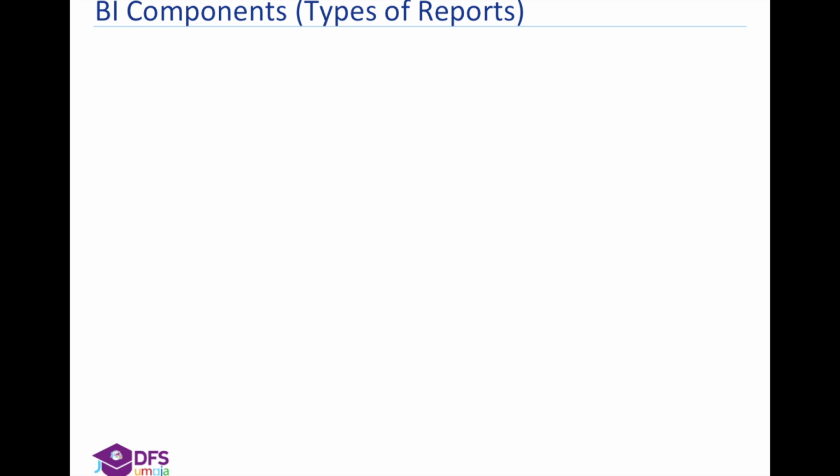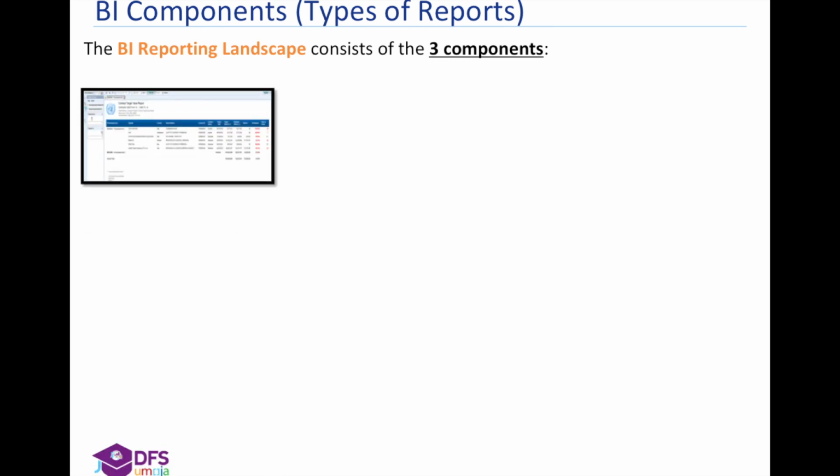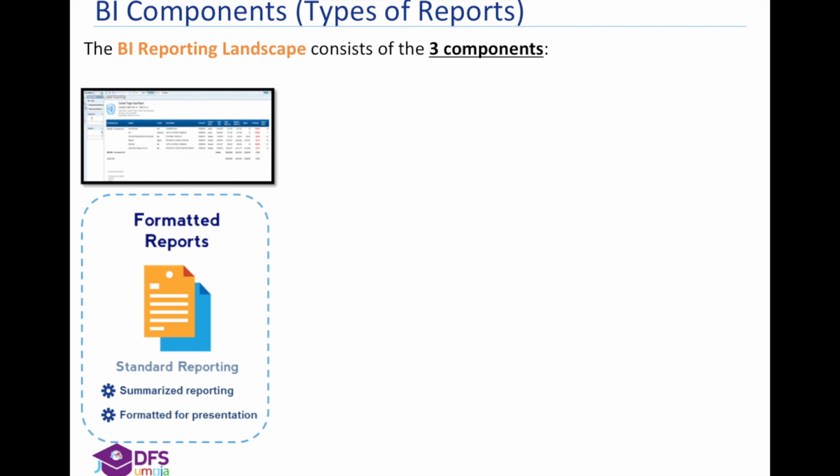Now, very importantly, the BI components, meaning the types of reports that we are going to see, mainly consist of 3 types of components. The first one is called formatted reports, also web intelligence reports. And what does this mean? Well, it's summarized reporting and formatted presentations.